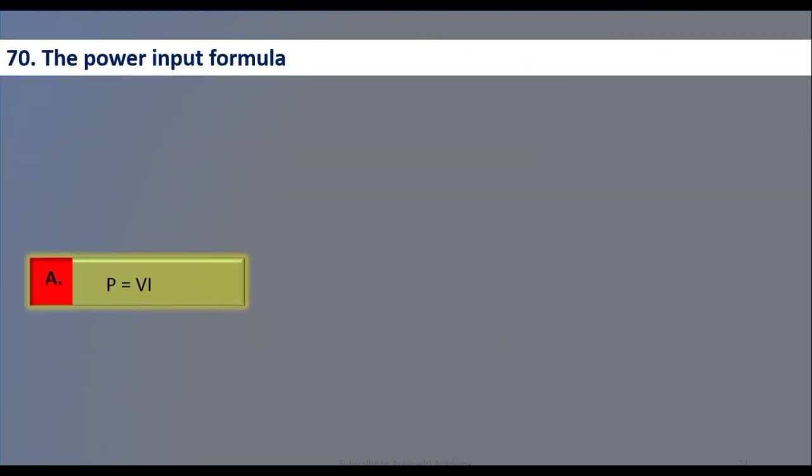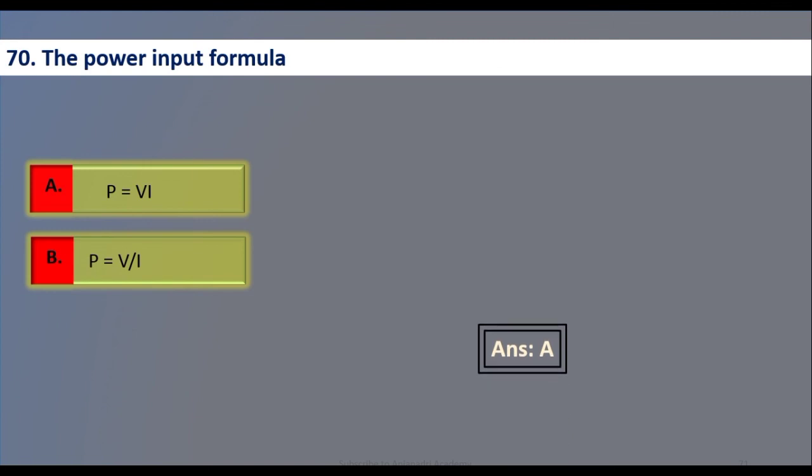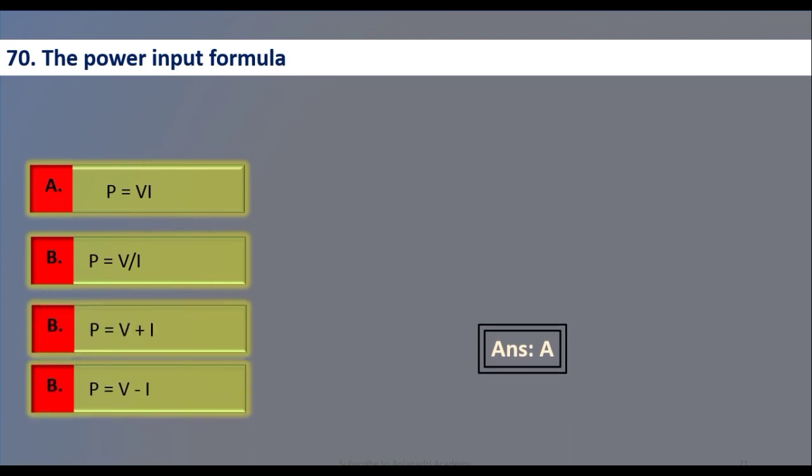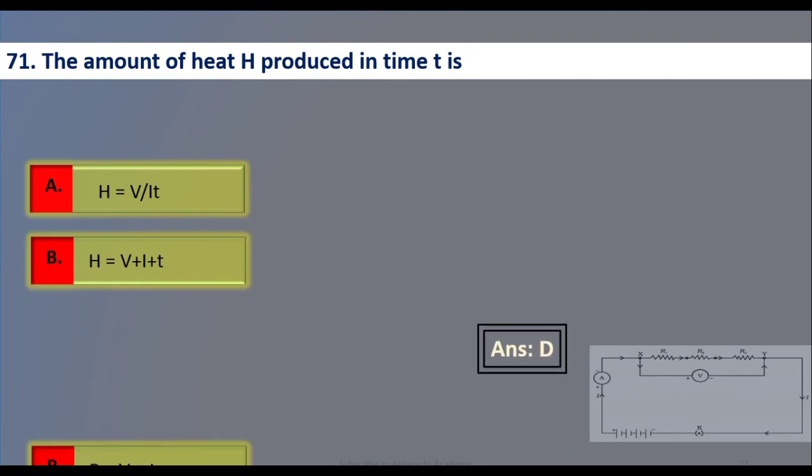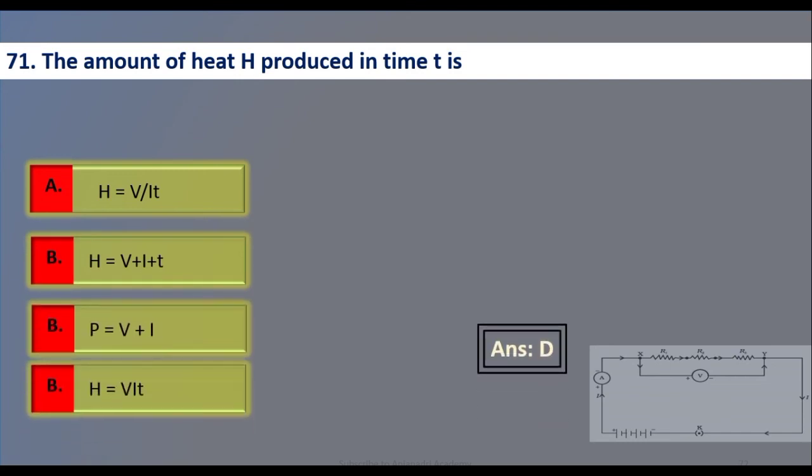The power input formula is P is equal to VI. Power is equal to voltage into current. Option A is the right answer. The amount of heat H produced in time T is H is equal to VIT, voltage into current into time. Option D is the right answer.